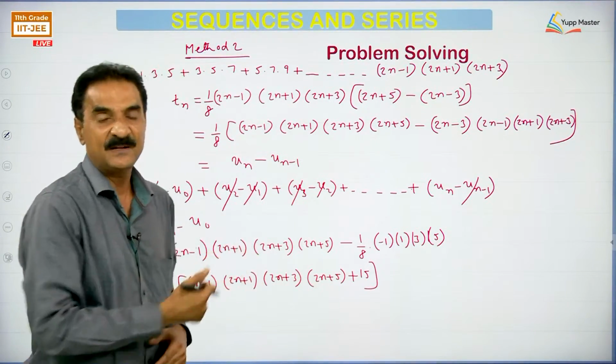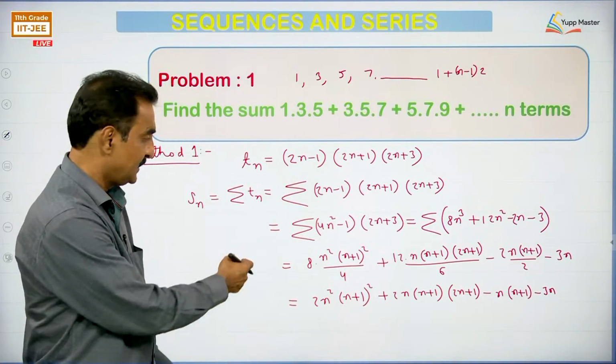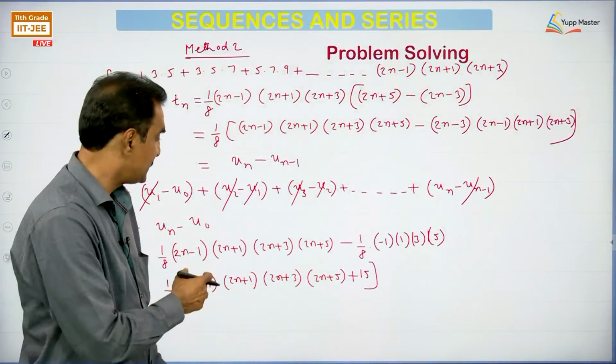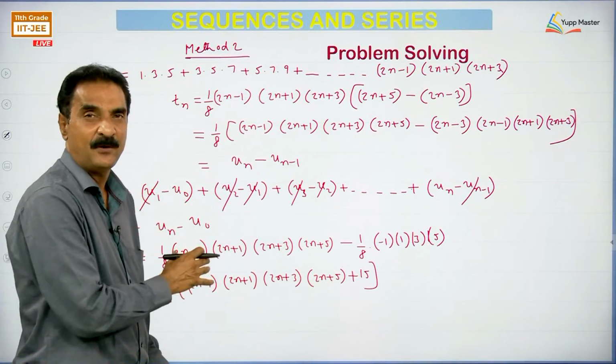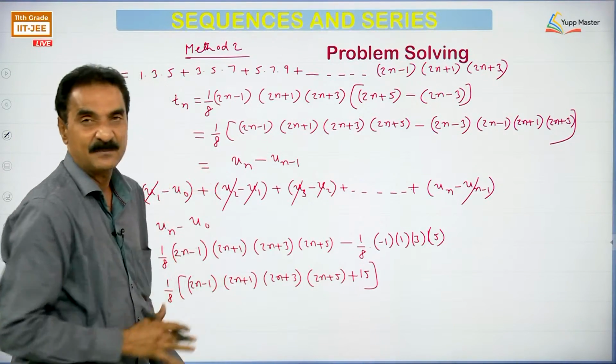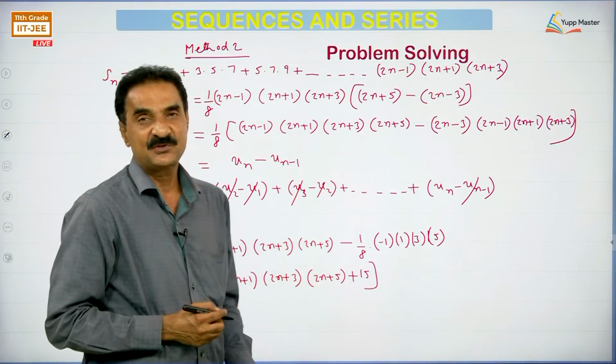In the first method, we got the answer as a polynomial like this. Still we have to simplify, but in this method we got the answer in a simplified, factorized form. So we can say that this is the better method. Let us proceed to the next question.